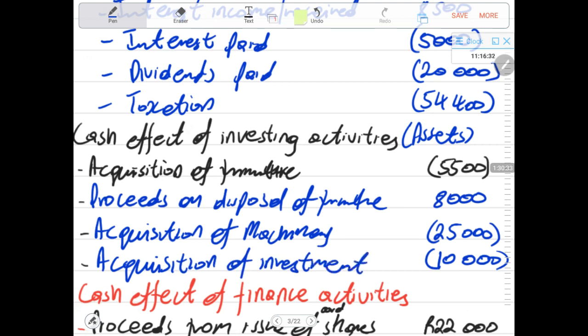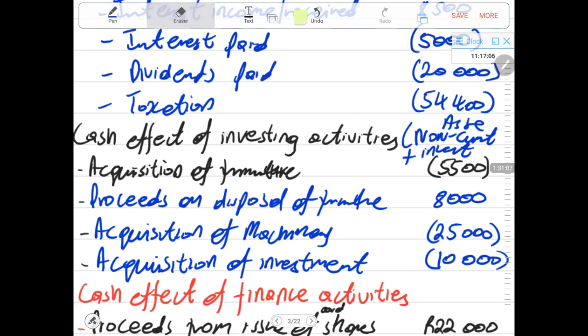10,000 rands. Now, remember I said under investing activities, we look at non-current assets. I want to be very specific now. We look at non-current assets, not just any assets. We look at non-current assets plus investments. That's it. Non-current assets plus investments. Investments can be non-current and other investments can be current assets. But it will be non-current assets, including non-current investments and short-term investments under current assets.